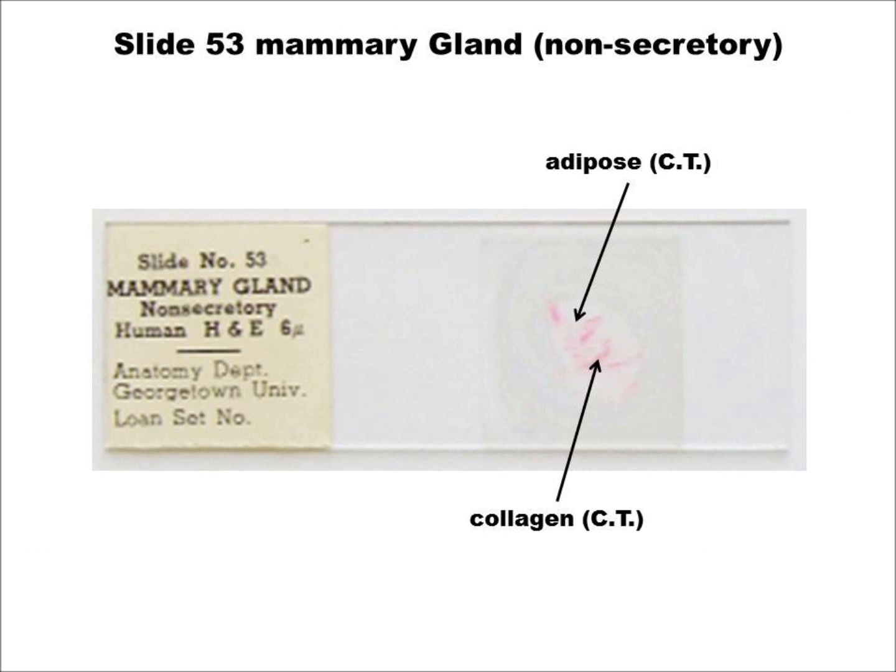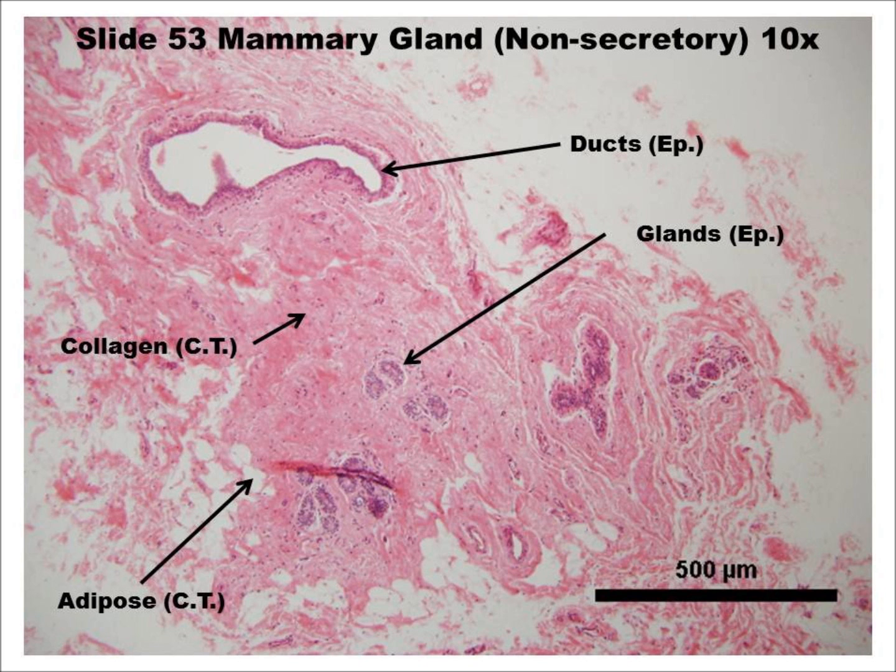Start with slide 53 of a normal non-secretory mammary gland. By eye, note that the sample consists of a single piece with a light pink or eosinophilic matrix, in which are embedded small dark pink regions. Under the 10x objective lens, note that the light eosinophilic staining region is composed of adipose connective tissue. This consists of holes in the section where the fat used to be. Most of the fat had been extracted by solvents used during processing, leaving only holes surrounded by a thin rim of cytoplasm.